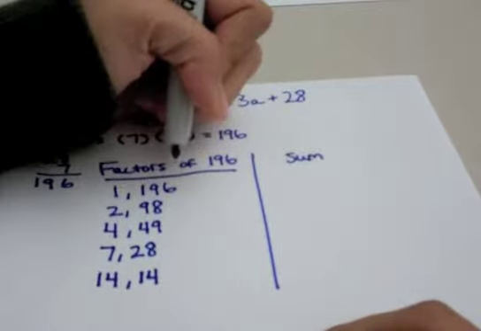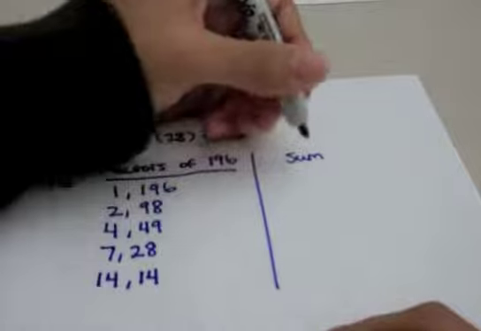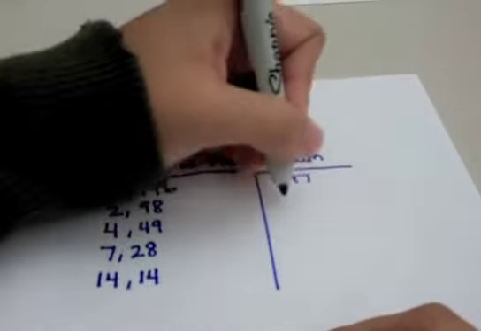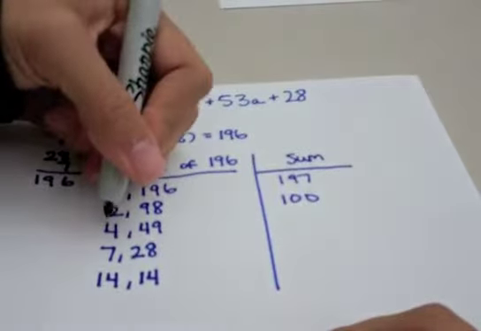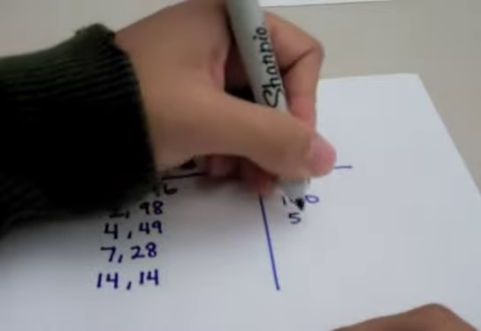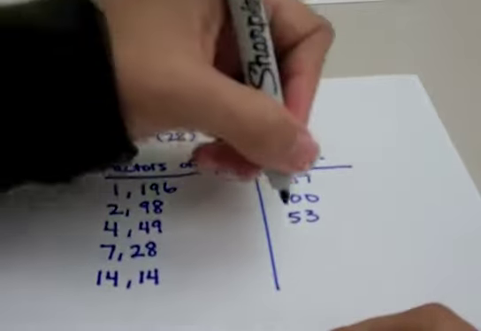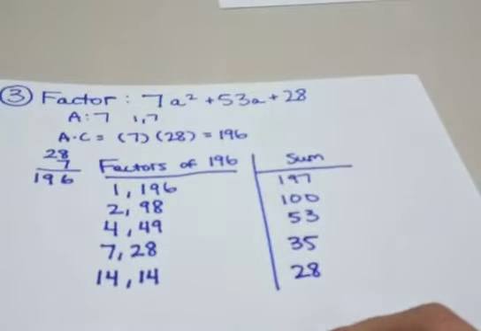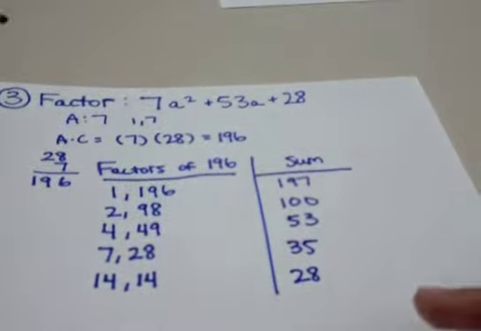So 1 plus 196 is just going to be 197. 2 plus 98 is going to be 100. 4 plus 49 is going to be 53. 7 plus 28 is going to be 35. 14 plus 14 is 28. Now we're looking for two numbers that multiply to 196, which is all these, and add to 53. So that would be this pair right here.